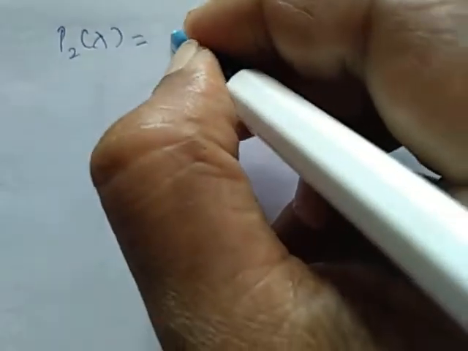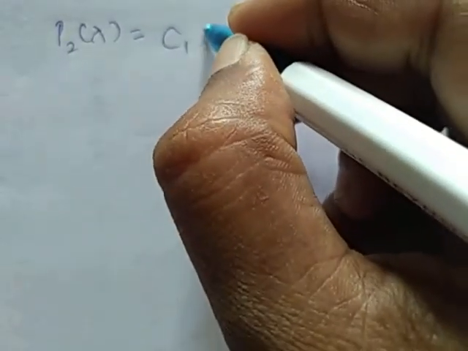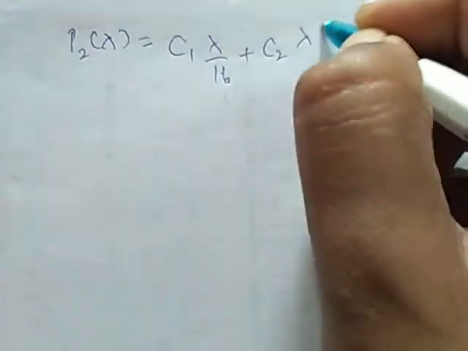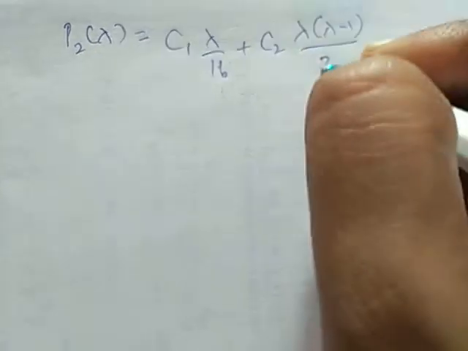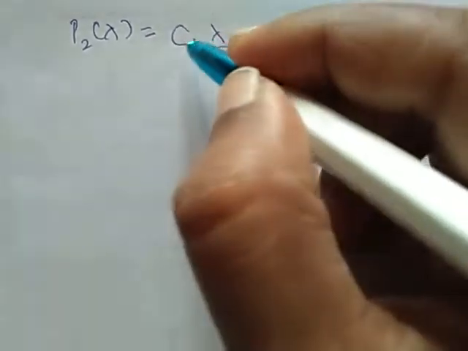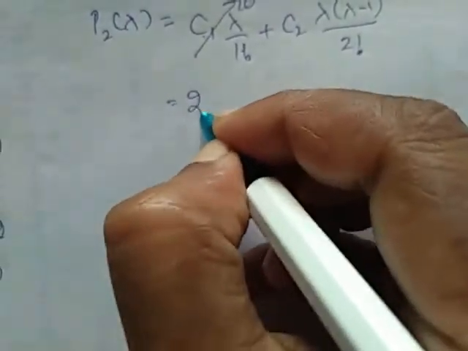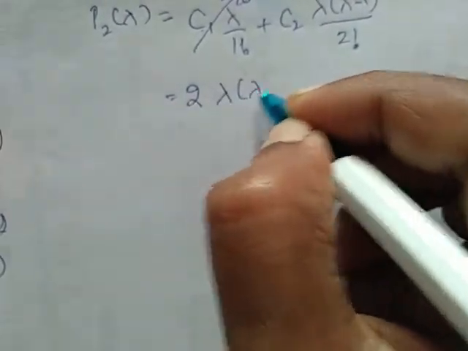We'll substitute in the polynomial. What is our polynomial? P2 of lambda is equal to C1 lambda by 1 factorial plus C2 lambda into lambda minus 1 by 2 factorial. C1 is 0. So what is our C2? C2 is 2, giving 2 lambda into lambda minus 1 by 2 factorial.